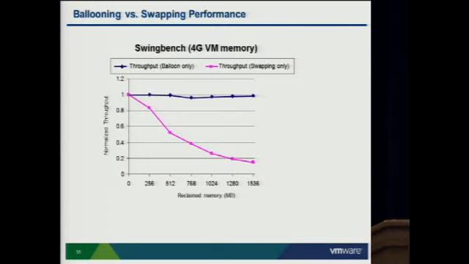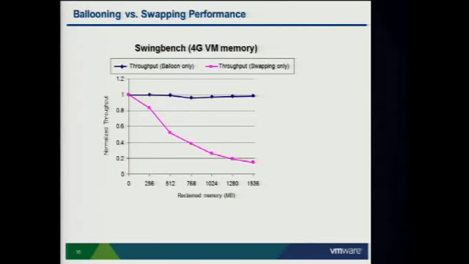Now, look at this data here. On the x-axis is the amount of reclaimed memory. It starts off at 0, meaning the VM gets its full 4 gigabytes. As you go further right, the value gets larger and larger. On the y-axis is the normalized throughput of this application. You want it to stay near 1. This particular application is a Swingbench application. It's a database workload generator. The blue line is showing what happens if you have ballooning on only, and the pink line is showing what happens if you have swapping only.